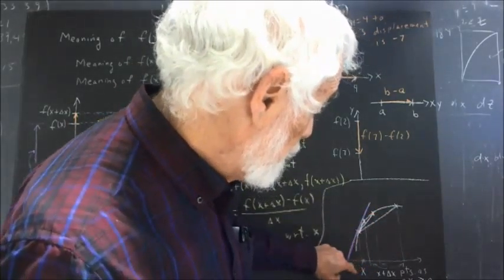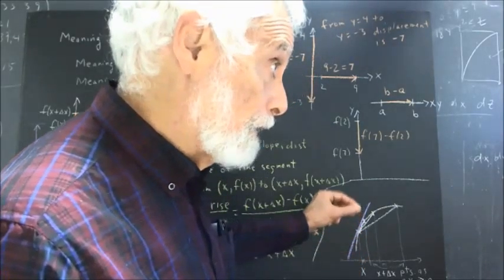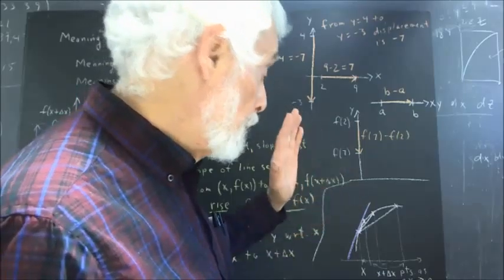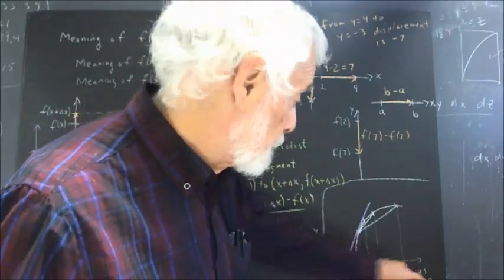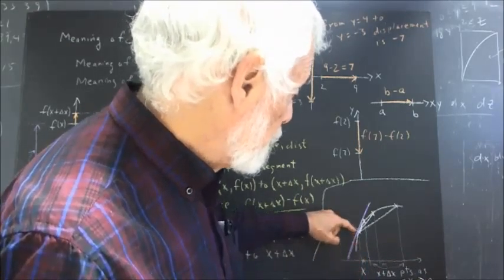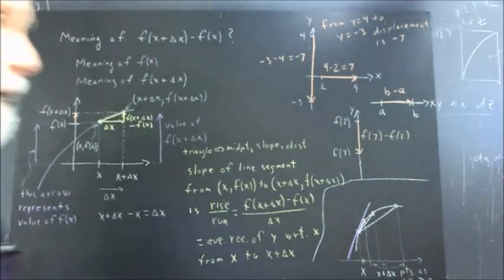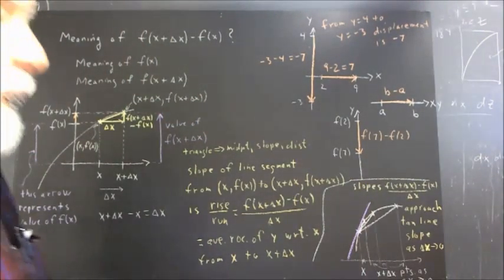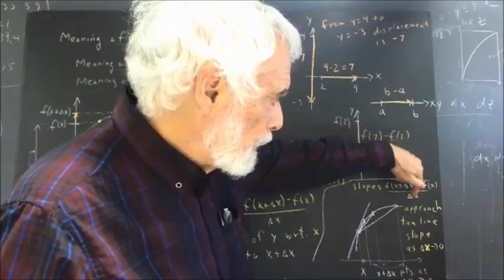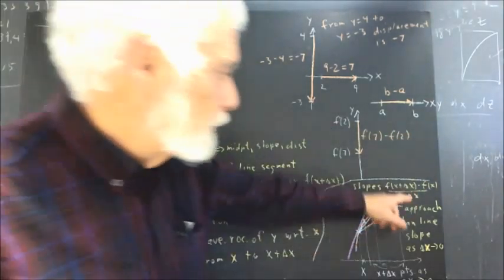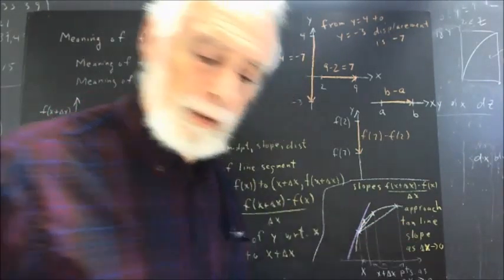Now, no matter how close the point is to this point, we're still going to have a little fundamental triangle with a slope. And as delta x approaches 0, that slope approaches that of the tangent line. So we can say that the slopes, f of x plus delta x minus f of x divided by delta x, approach the tangent line's slope as delta x approaches 0.